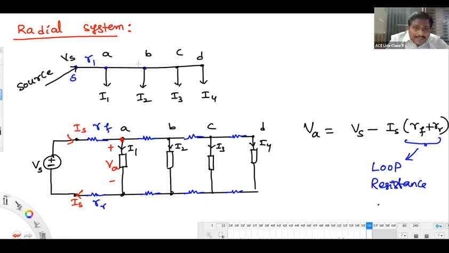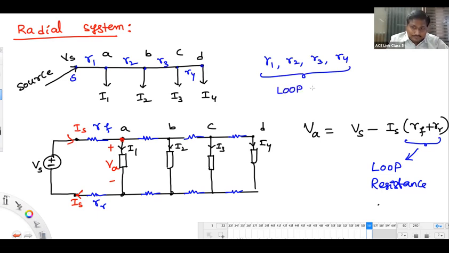Similarly, AB section loop resistance is R2, BC section R3, and this is R4. So you write R1, R2, R3, R4. These are called loop resistances of the sections in the distribution system.